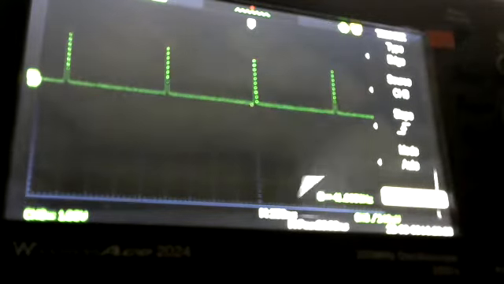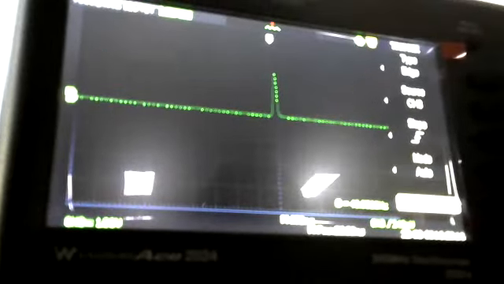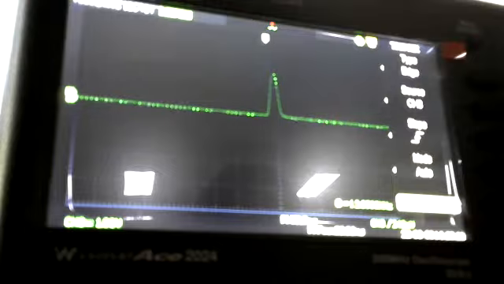So you can see the expected pattern over there. If I zoom in, you can see one of it. Let me zoom in again.